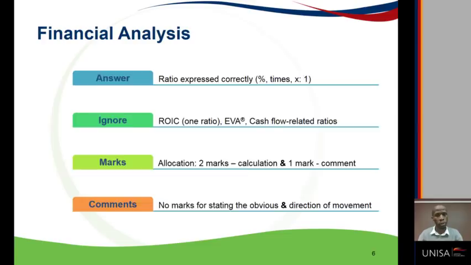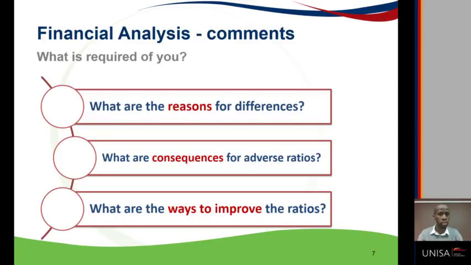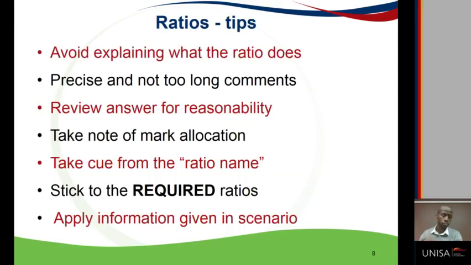So let's look briefly at what you should expect when it comes to the comments. You have to be careful that there are 3 ways that you should expect to structure your comments. The first one is to look at the reasons why there's a movement, and this one is quite common. The second one is, what are the consequences of having an adverse ratio, such as such a low ratio? And the third one is, what are the ways that we can implement to improve this ratio? So it is important that from the onset you know exactly what is required in the question.